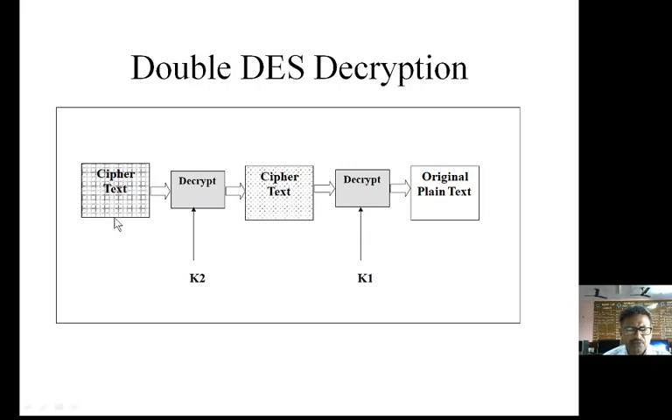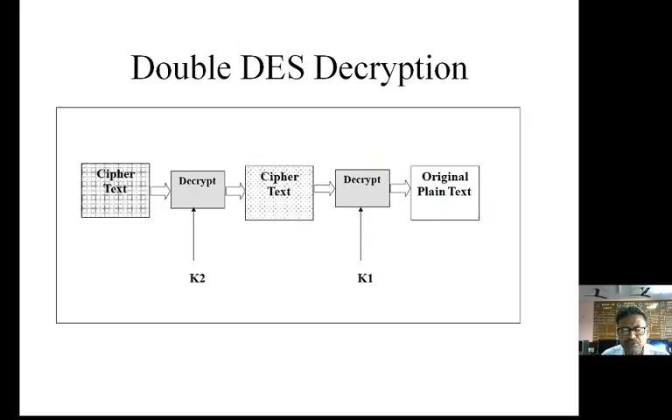Whatever ciphertext is received by the receiver, it will first apply K2 to decrypt it to get the intermediate ciphertext, and again this is decrypted with the K1 key to get the original plain text. But double DES has a certain problem. There is an attack called the meet in the middle attack, which applies to double DES.